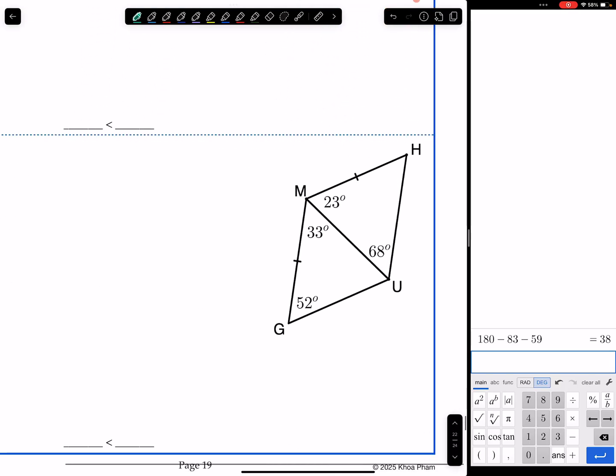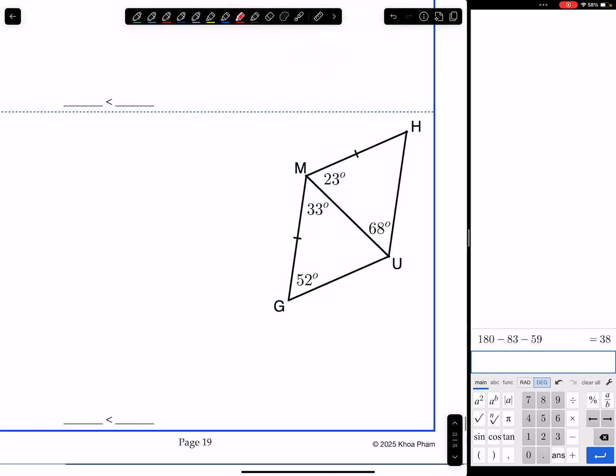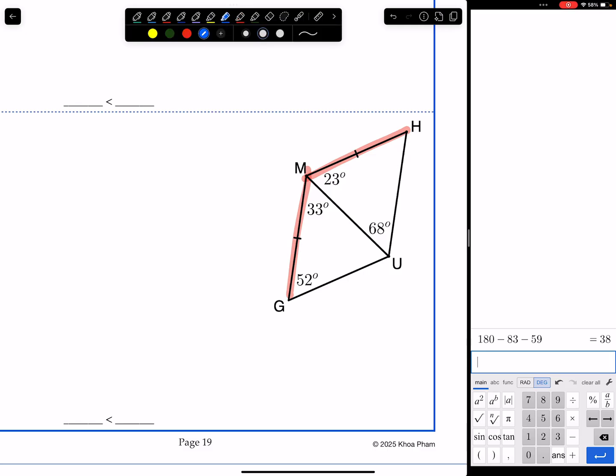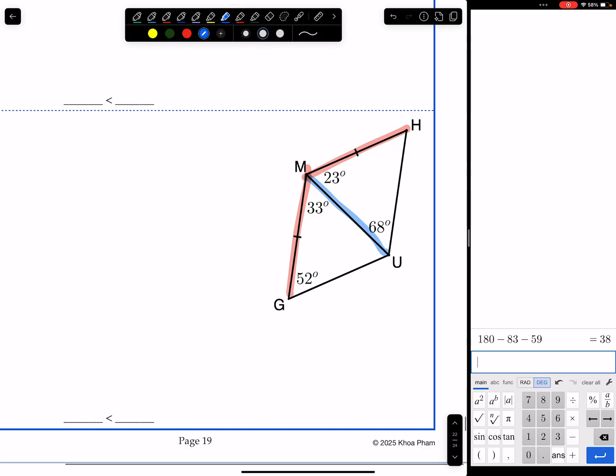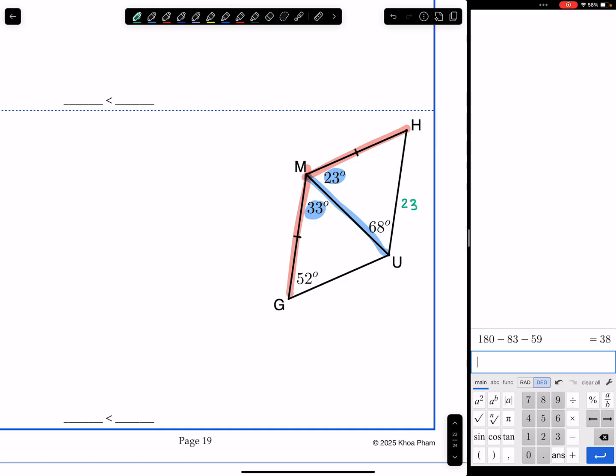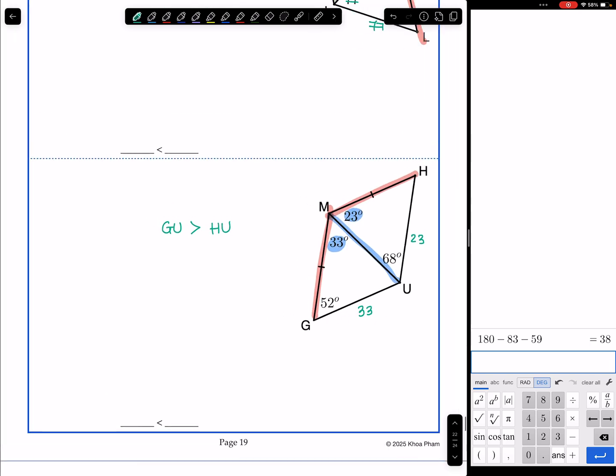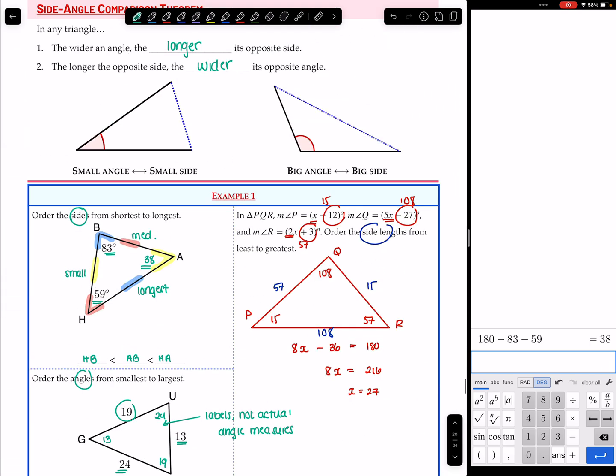For this last question here, we have this side and that one, and the shared side in the middle. Right there. And so the included angles are the 33 and 23. We pull this one out to be 23. We pull that one out to be 33. This is GU is bigger than HU. Hooray! We're done. Again, hopefully that wasn't too bad. We're just comparing sides and angles. That's all I got.